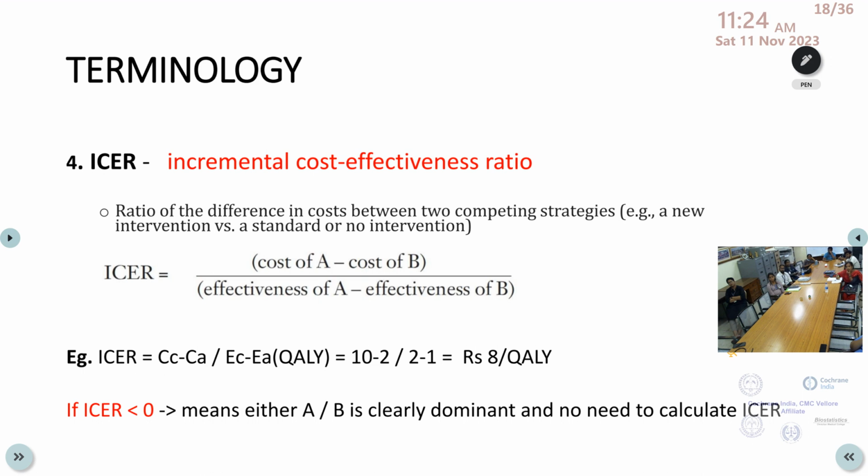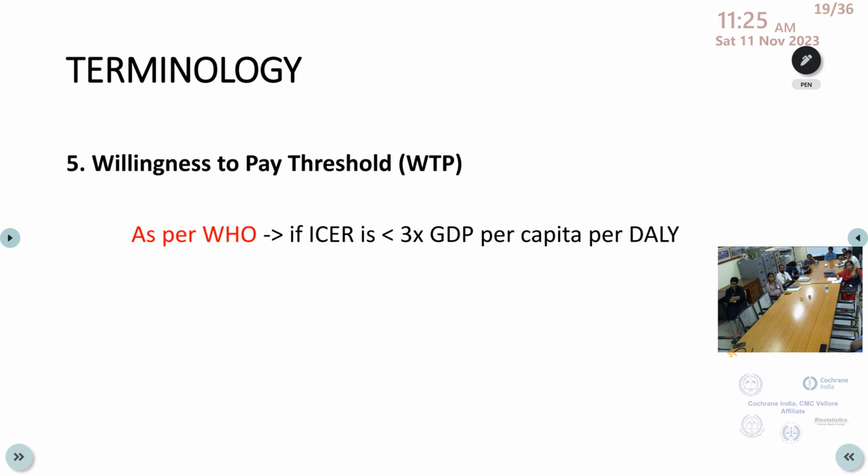ICER is done when it is either costlier and better, or cheaper and worse, to see whether it is better than the control. That is what ICER is used for. But when either A or B is clearly better, so A is cheaper but superior, or B is costlier and worse, then definitely you would not need to do an ICER. So I just wanted to mention that for utility using ICER. So finally, the willingness to pay.